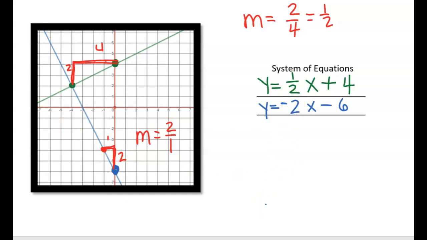And when we solve equations coming up, starting tomorrow, what we're going to be looking for is this intersection point. That's what you are looking for when you solve an equation, a system of equations.